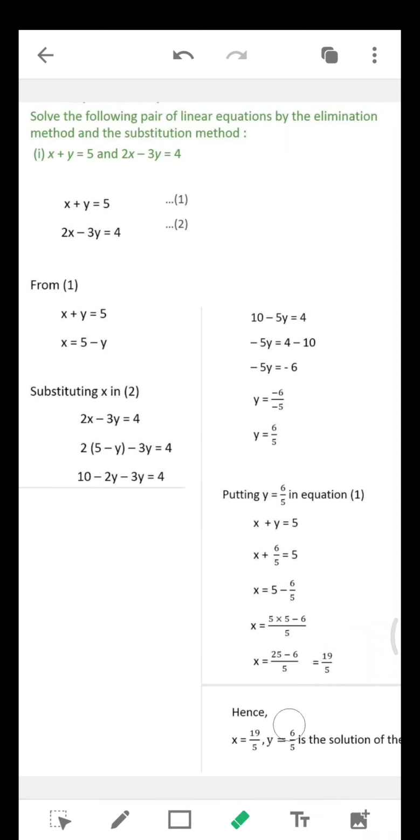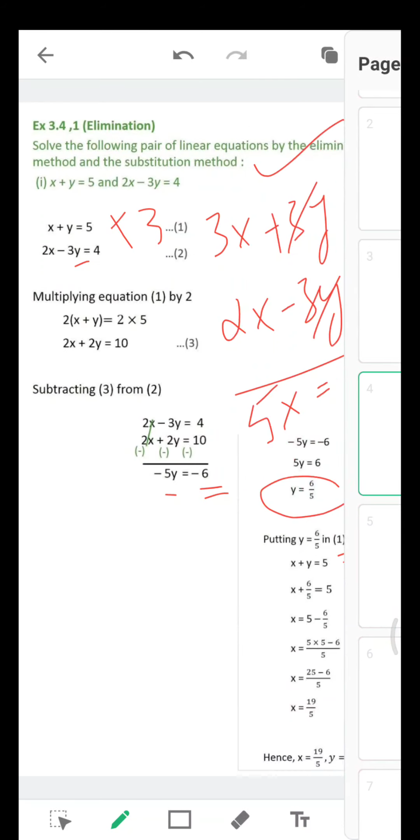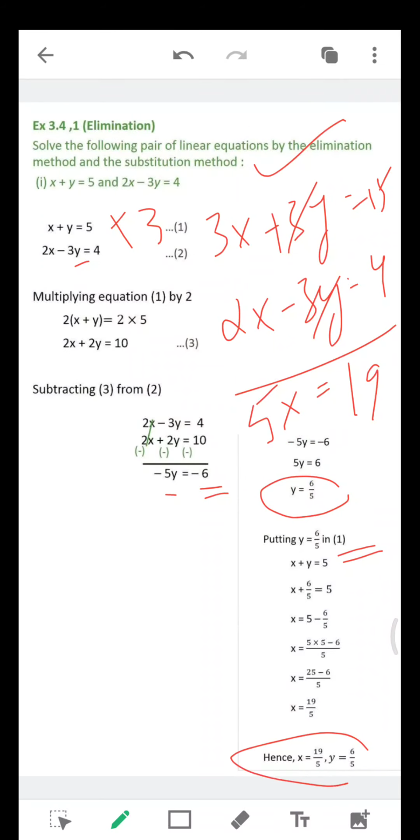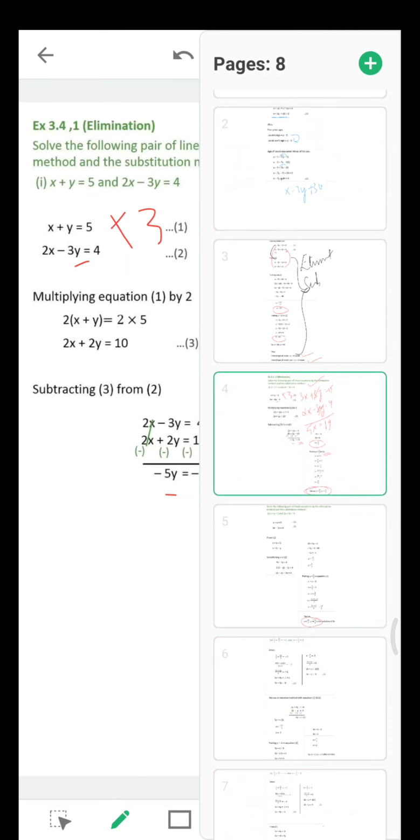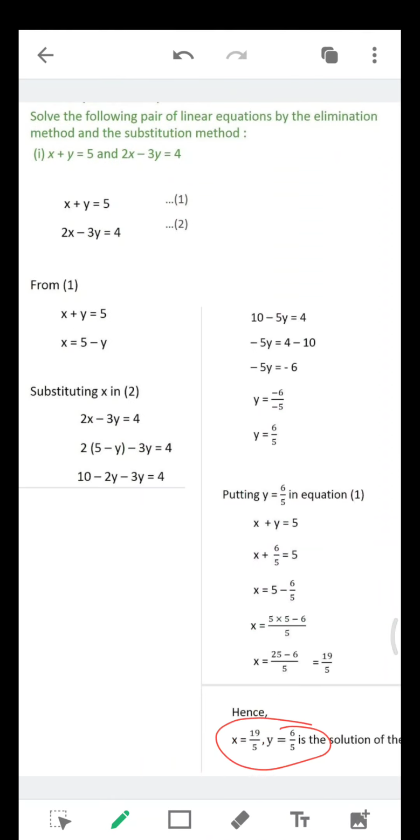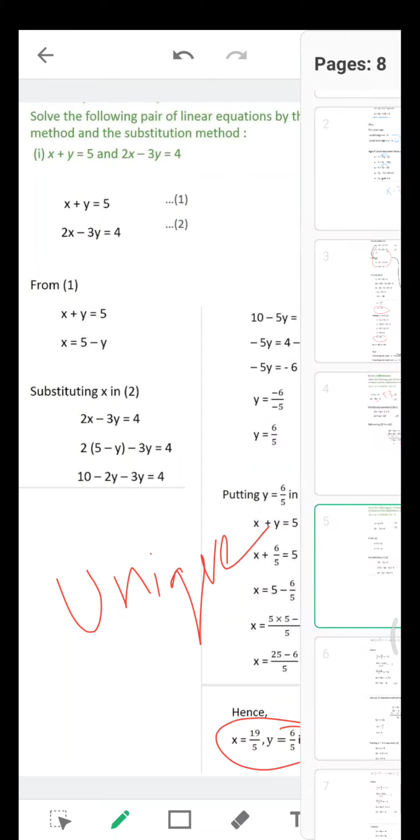Carefully, we'll get the same answer, that is 19 by 5, 6 by 5. Whatever the method may be, the answer will be the same, 19 by 5, 6 by 5. Here also you get the same answer, only the method is changed. Okay, so these two lines have a unique solution. This is the way we have to proceed.